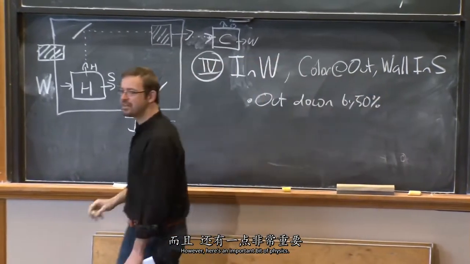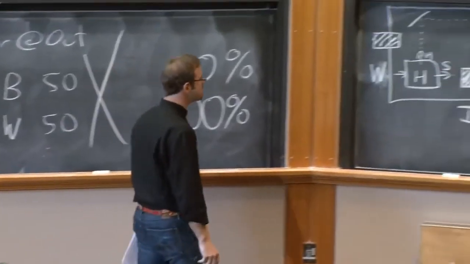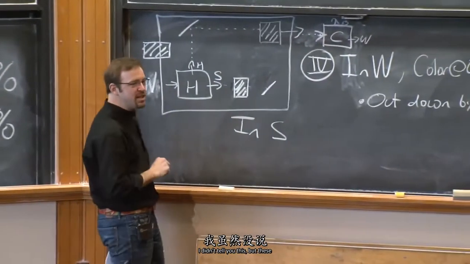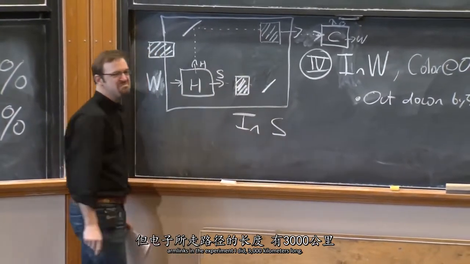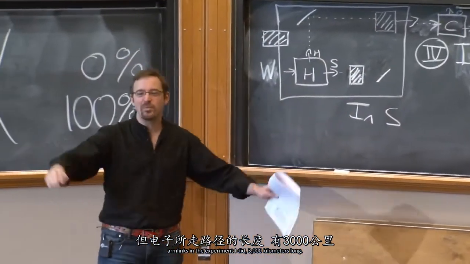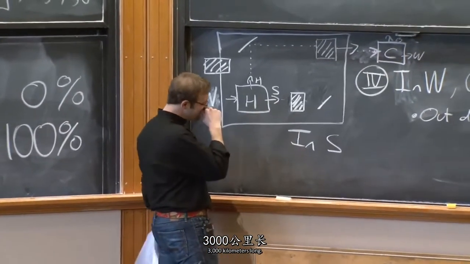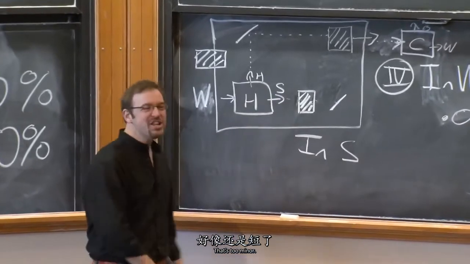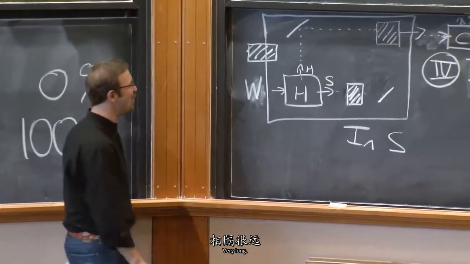However, here's an important bit of physics, and this comes to the idea of locality. I didn't tell you this, but the arm lengths in the experiment I did were 3,000 kilometers long. That's too minor. 10 million kilometers long. Really long. Very long.